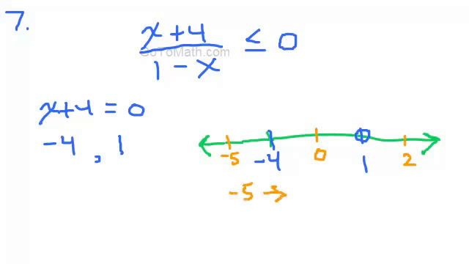Alright, so let's take a look at negative 5. We plug -5 into the numerator and we end up getting a negative number. -5 plus 4 is -1. Then plugging -5 into the denominator, 1 minus -5 is going to give us a positive 6. So we have negative over positive, which makes a negative.